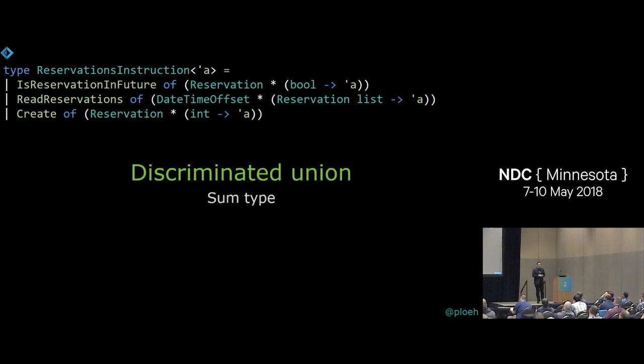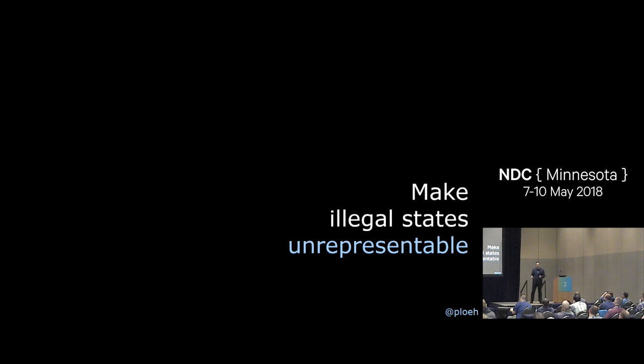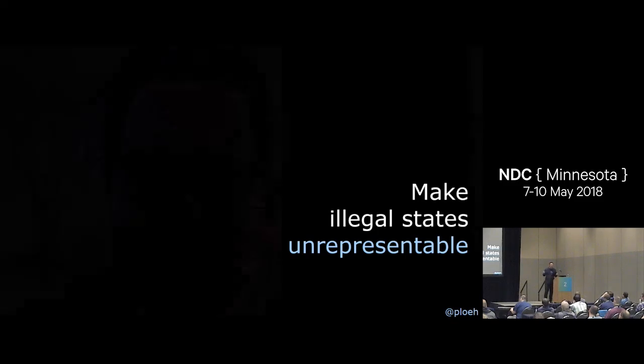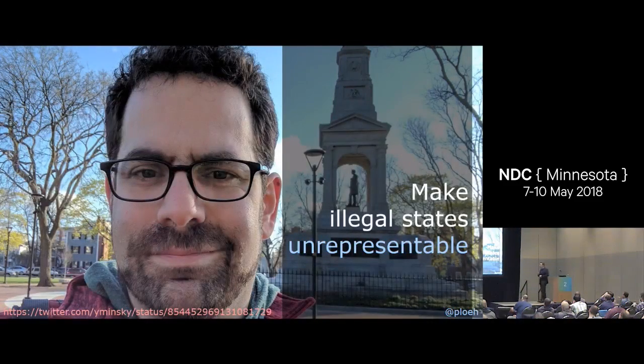So in general, this is known as a sum type. And functional programmers really love this because it enables them to make legal states unrepresentable. This is a catchphrase that you will hear functional programmers talk about over and over. It was coined by Yaron Minsky, who writes in OCaml, another statically typed functional programming language. But we do it in F# all the time.